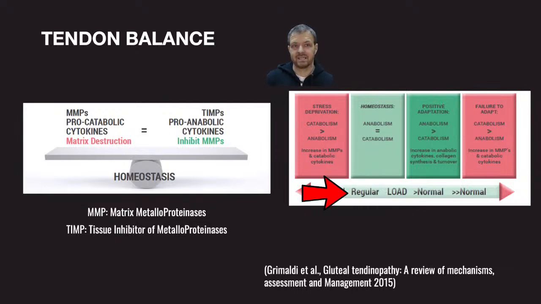But then interestingly, where you have under normal activity, so less than normal, we've got a stress deprivation and an increase in catabolic activity. So if you do nothing, your tendon starts to break down. If you do too much, your tendon starts to break down. So we need to find this happy balance in the middle where we're skirting between homeostasis and positive adaptation. And that comes with programming.